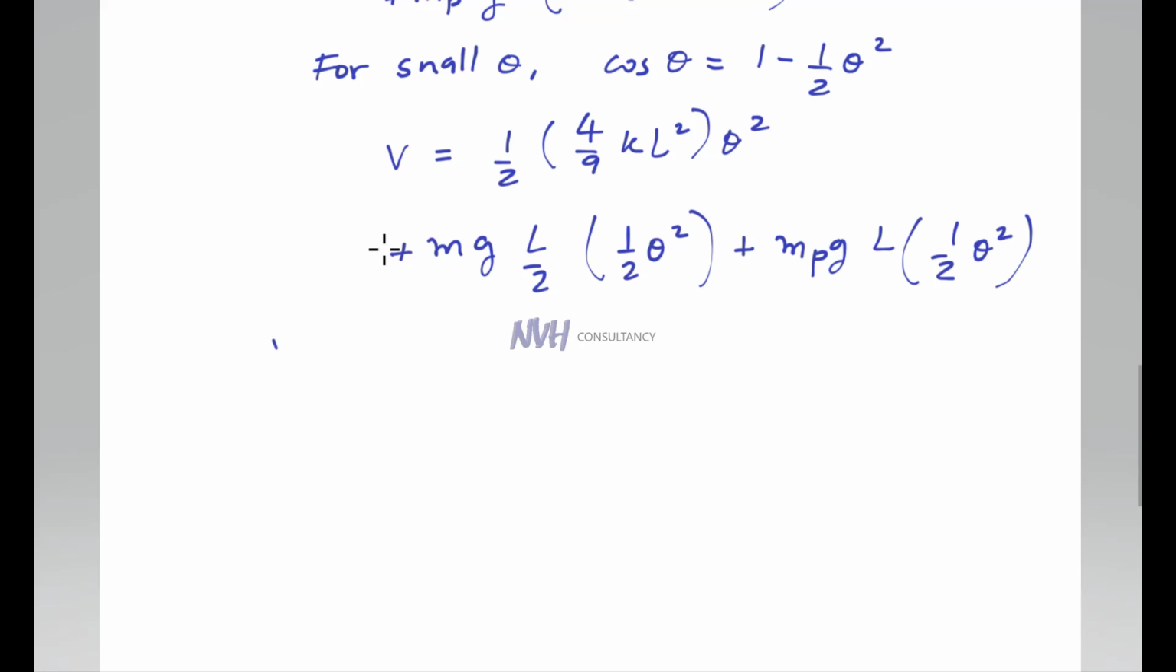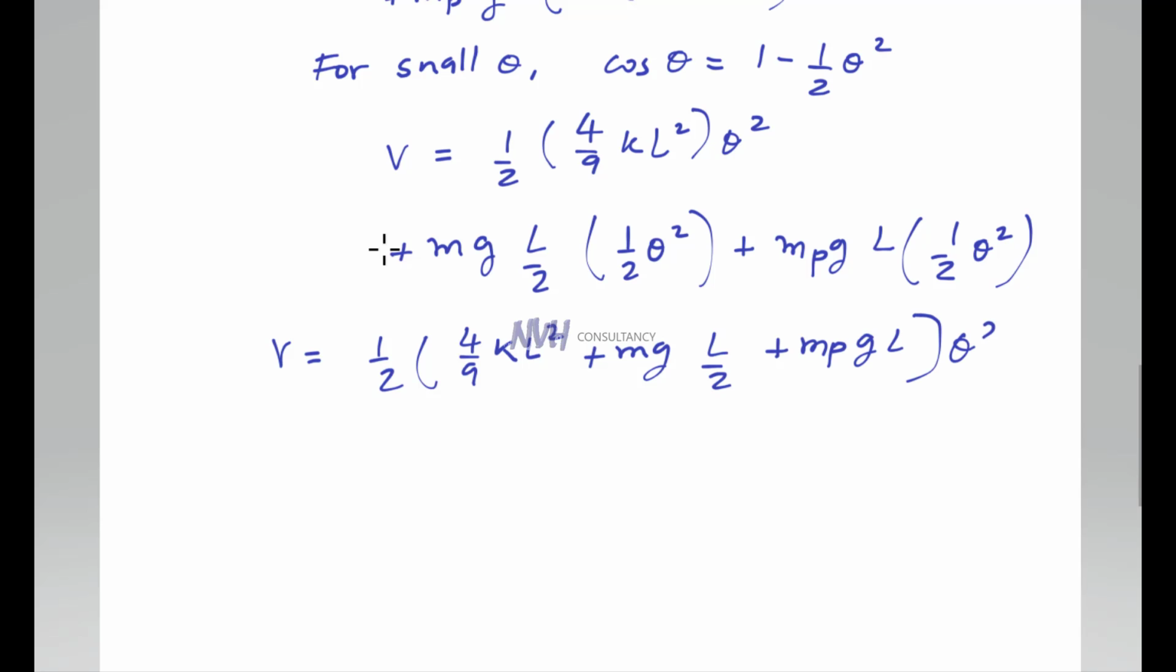So ultimately you will get V as equal to half times 4 over 9 kl square plus mg L over 2 plus mpgl, multiplied by theta square. So this whole term will then be the equivalent stiffness of our system. So this solves the problem.